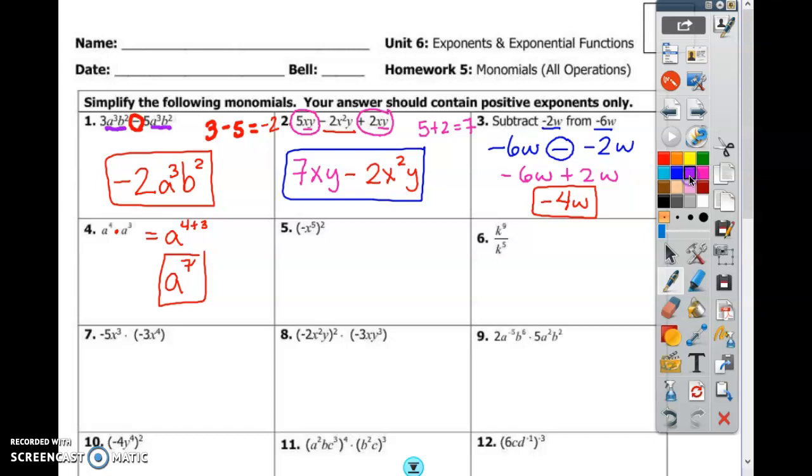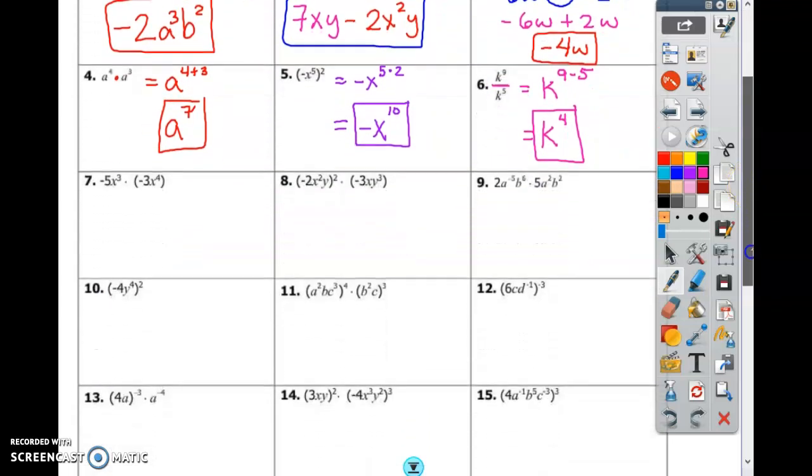Okay. The rule for this one, what do you do with the 5 and the 2? That's right, you multiply them. So you have negative x to the power of 5 times 2. 5 times 2 equals 10. What do you do with these two when you're dividing? That's right, you subtract them. So k to the 9 minus 5, which gives you 4. K to the 4th power. Make sure you're writing all of this down. You can always pause the video if I'm going too fast.